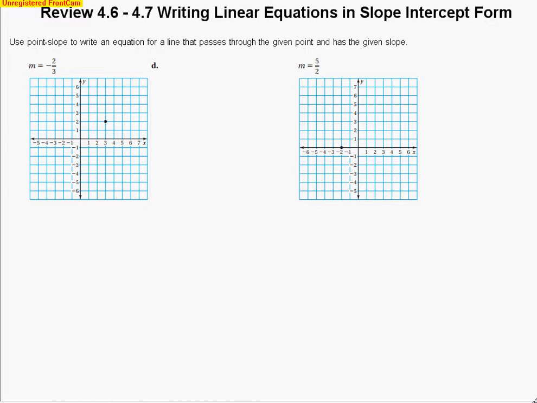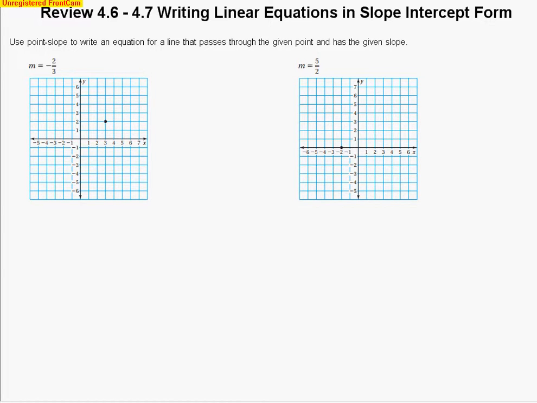This is the lesson for reviewing Chapter 4, Sections 6 and 7, which is writing linear equations in slope-intercept form. So let's take a look at the first type of problem we'll end up seeing, and this one says use point slope. Use point slope to write an equation for a line that passes through a given point and has the given slope. And so we'll take a look at our first part here.